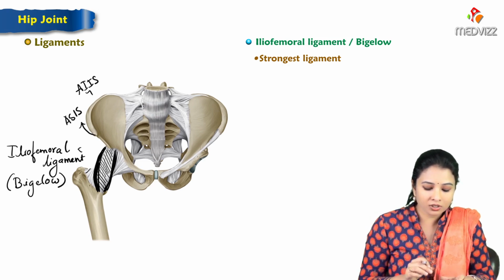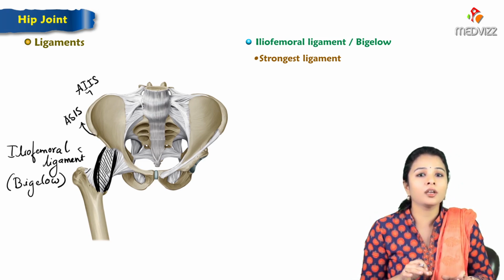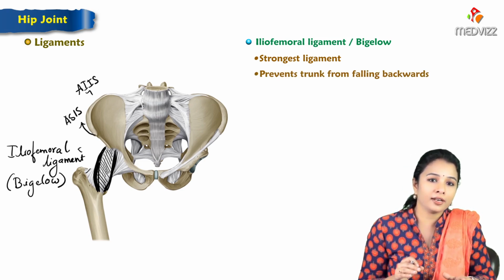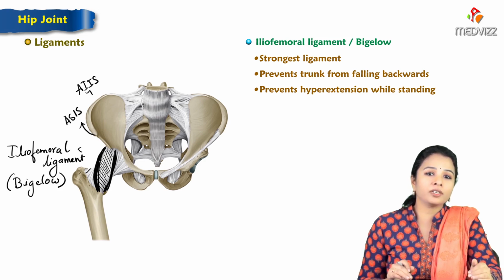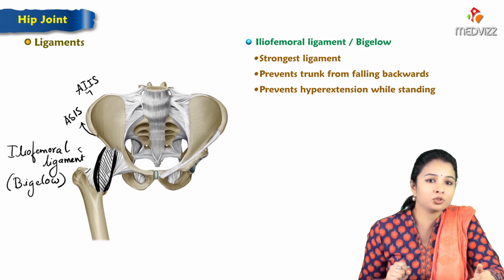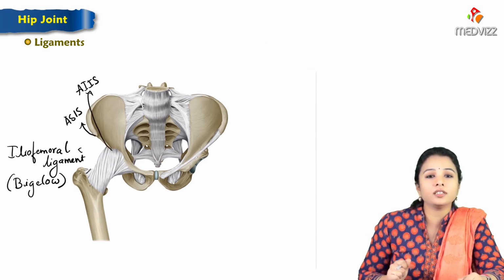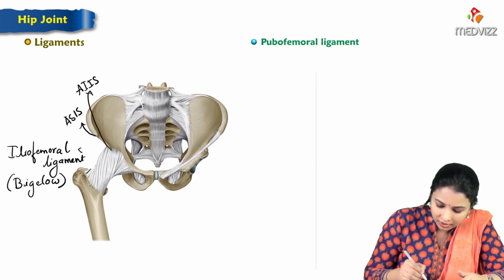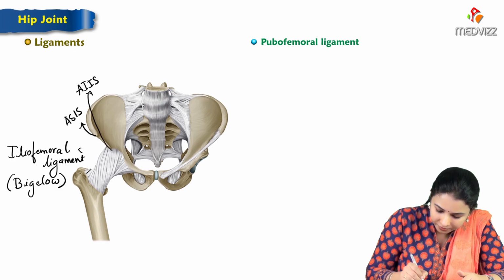The iliofemoral is the strongest ligament of the body and prevents the trunk from falling backwards in standing posture. It also prevents hyperextension of the hip joint during standing. The next ligament is the pubofemoral ligament, which attaches from the pubis here.